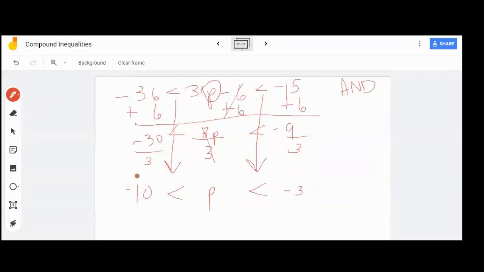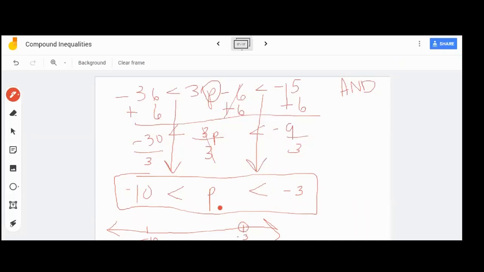So this is our solution, and we can graph it on our number line. And I put in the numbers that matter, right? Open circles because it doesn't say or equal to, and you simply shade in the middle. So that is another type of AND problem.